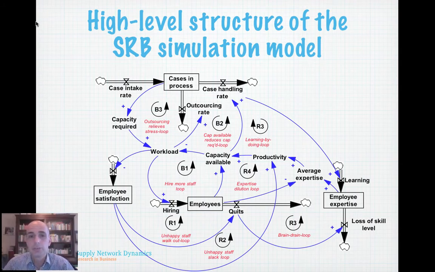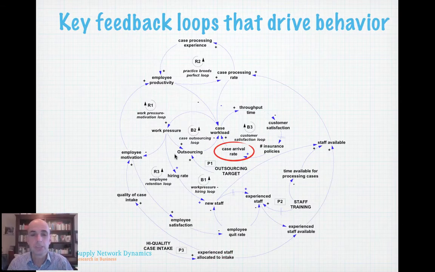And between those there are pressures. Workload is a good indicator for the pressure. It's the pressure between the capacity that you need based on this flow and the capacity that you have available based on this flow. And then there are some other accumulations over time. There's the expertise that those employees have. There's satisfaction. There's also the satisfaction of customers. And these things all interrelate in a number of loops. A better way of looking at the loops is probably like this. Here you have them all in one big causal loop diagram.